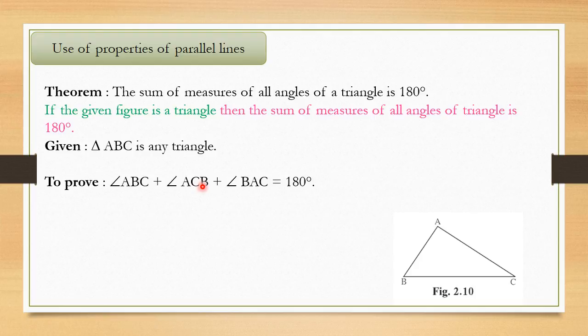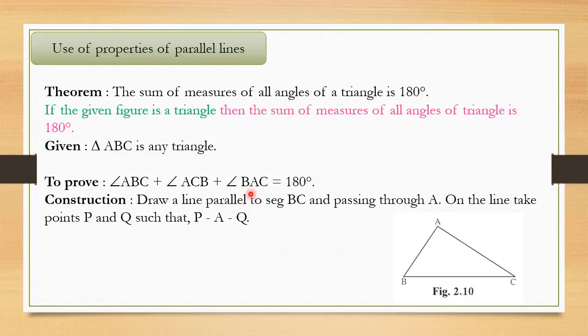So how are we going to prove? By using properties of parallel lines. Let us understand that. First, we are going to draw a construction. So what construction are we going to do? We are going to draw a line passing through this point of the triangle, point A, and that line will be parallel to this side of the triangle, side BC. Okay, so how that construction is going to look, let us see in the next slide.